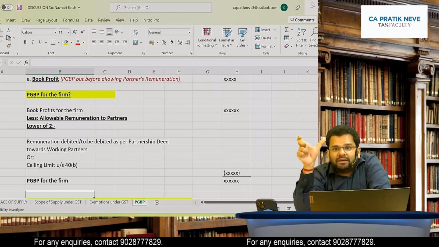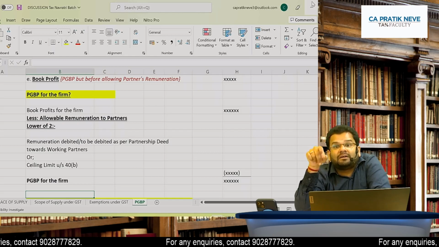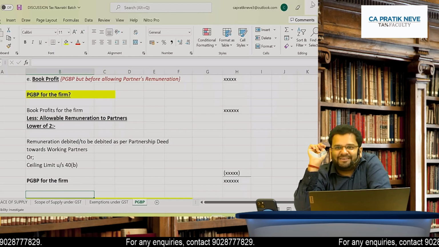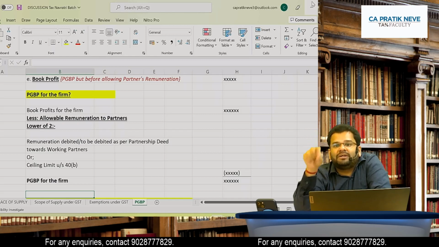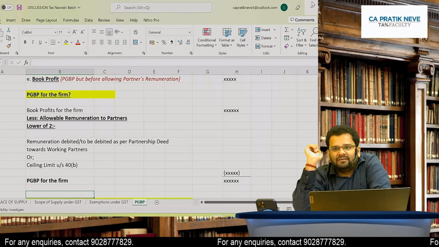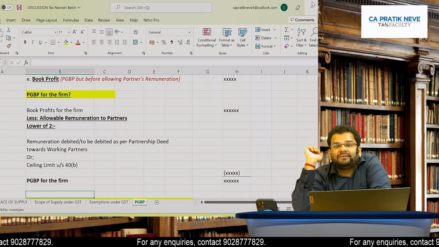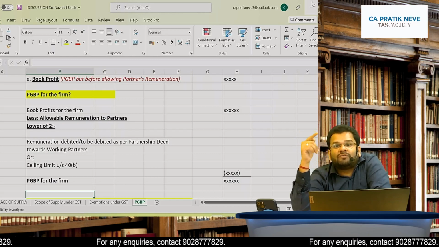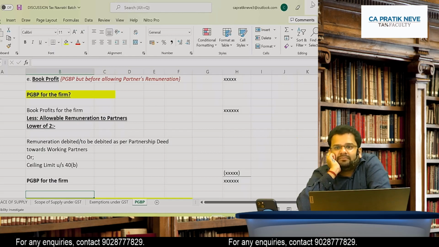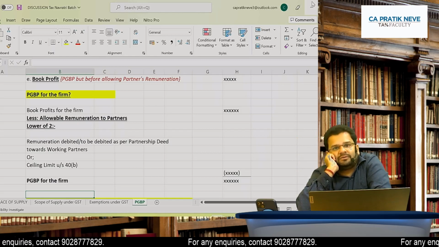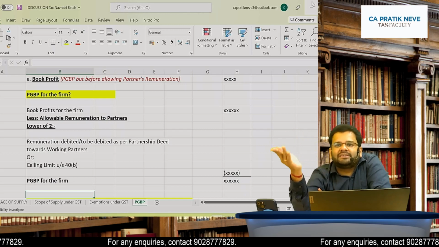If your NP is 5 lakh rupees after debiting interest on partners' capital at 20%, which amounts to 2 lakhs, how much extra have you debited? Extra you have debited is not 2 lakhs. Extra is only 80,000. Allowed is at 12%, and the extra you have debited is that 8%. So that 80,000 will be added back, and now your book profit will be 5,80,000. Agreed? On the basis of 5,80,000, you will do the further calculations.